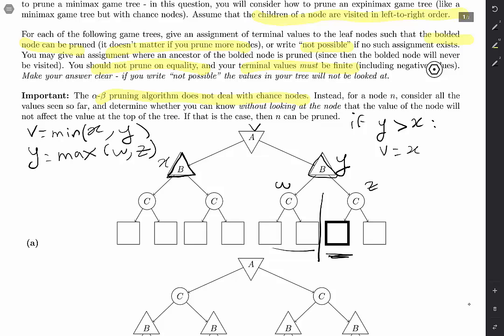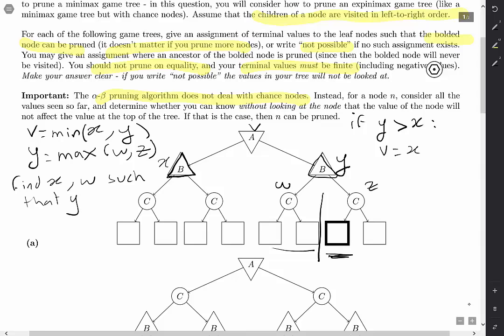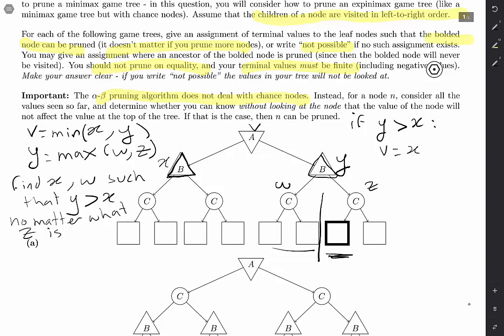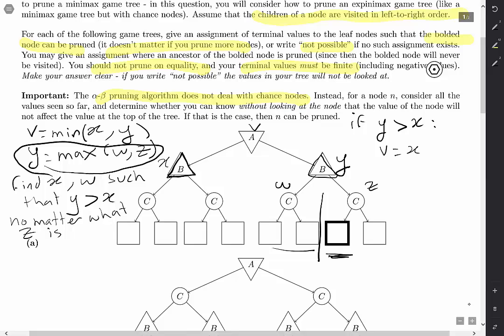So we need to find an X and W such that Y is always greater than X, no matter what Z is. Because if we don't care about the value of Z in order to find the value of V, then we don't need to keep expanding nodes. Great. Since Y is equal to the max between W and Z, that means that we just need the max between W and Z to be greater than X.